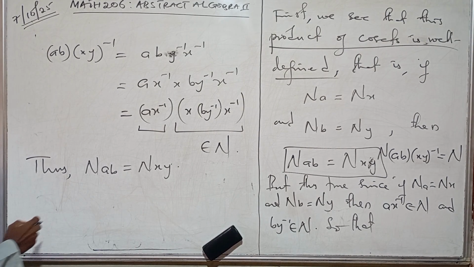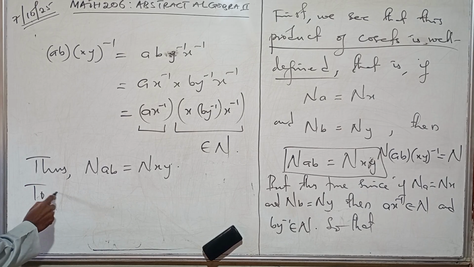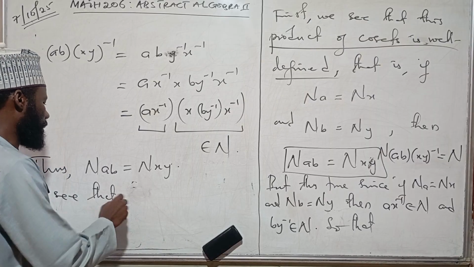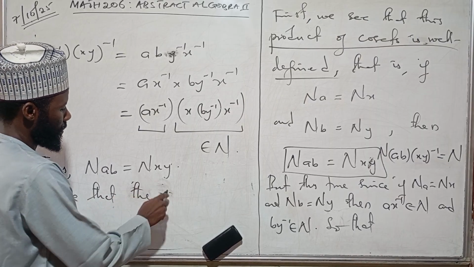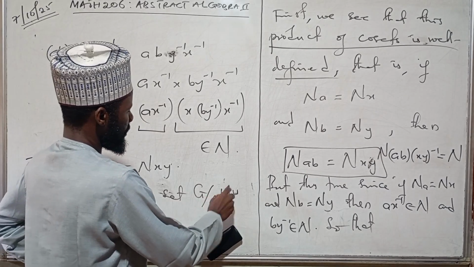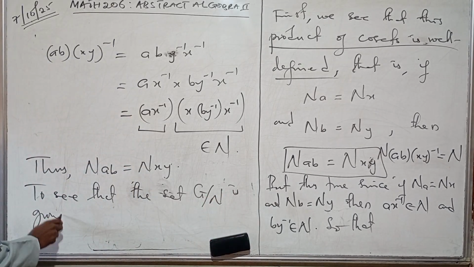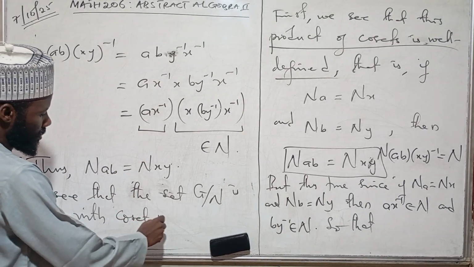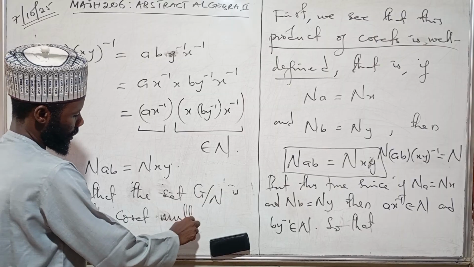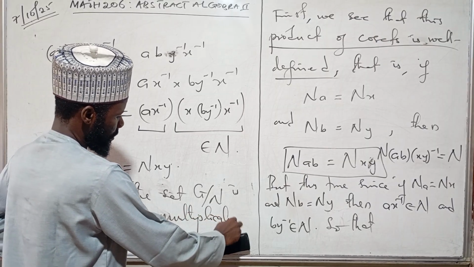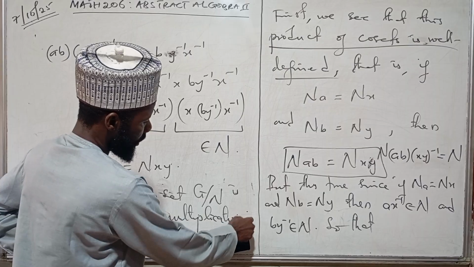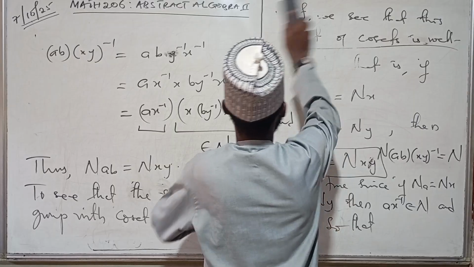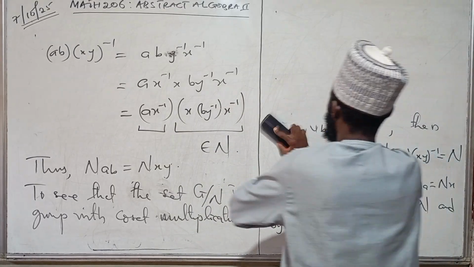So to see that this is forming a group, the set G by N is a group with the coset multiplication. With the coset multiplication, we establish the four properties or three properties. That is, we have to see that the associativity property is happening.